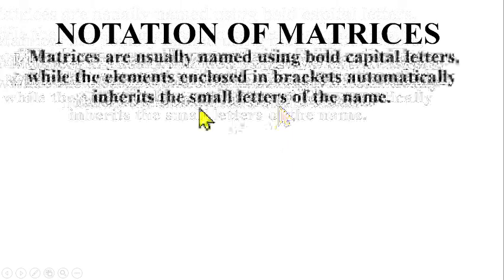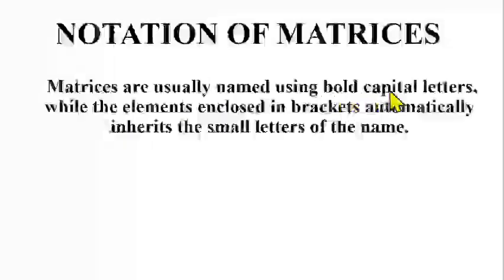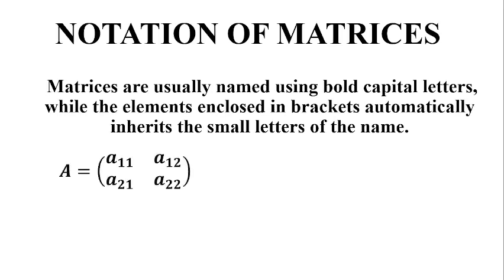What am I saying? In essence, matrices are usually named using capital letters, while the elements enclosed in brackets automatically inherit the small letter of the name. So if I name my matrix capital letter A, that means all the elements in that matrix will inherit small letter a automatically. An example is what we are seeing on the screen right now. We have a matrix A. You can see that the elements in it are small letter a. So what does this 1, 1 represent?